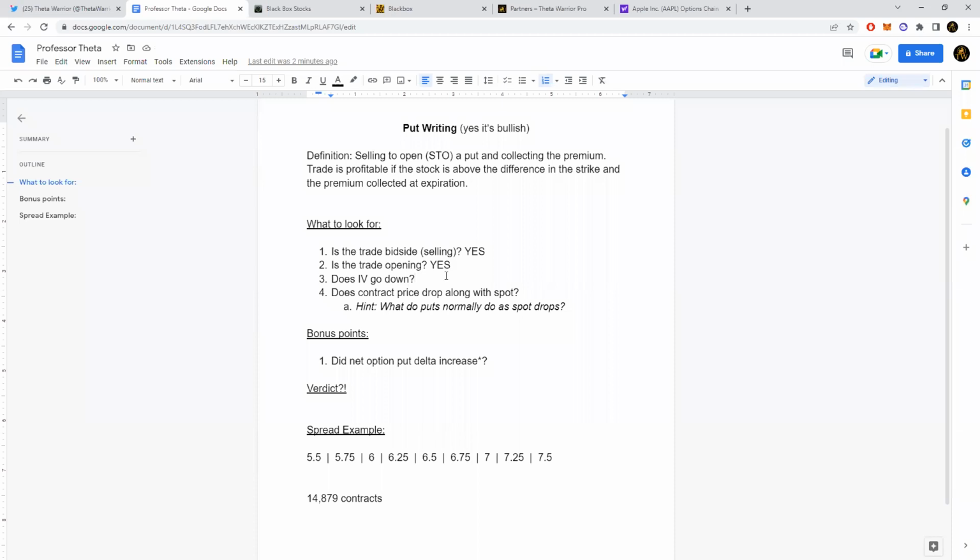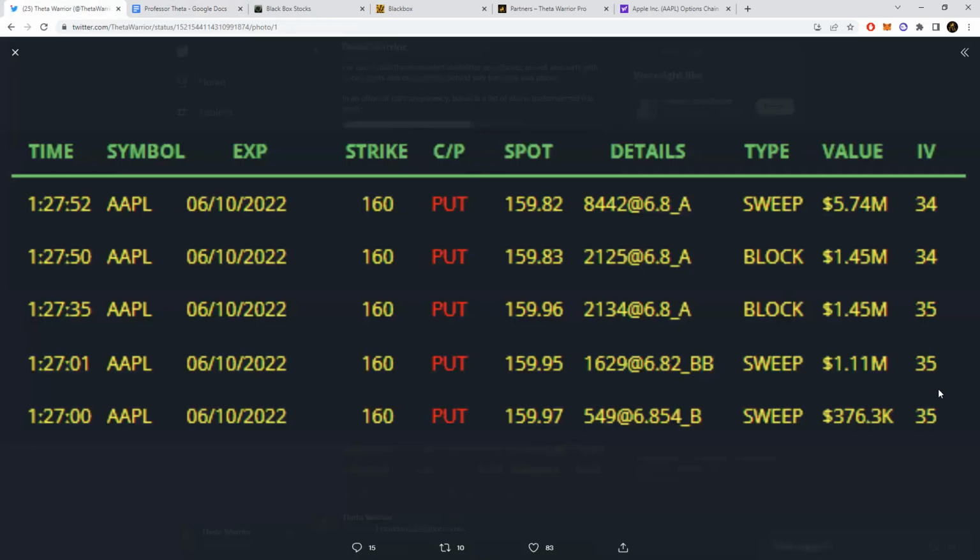So clearly, this is going to be all selling to open. Remember, that's the key for put writing. It has to be selling to open. So we know that it's bid side, it's selling. We know that the trade is opening because the flow is denoted as yellow. So we know that it's a brand new opening trade. The implied volatility comes down, okay, 35 to 34.